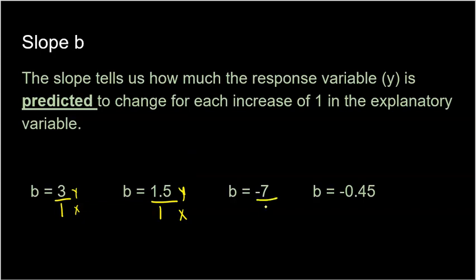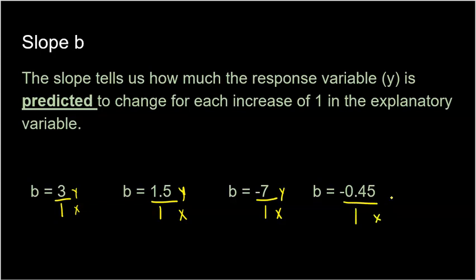All right, what if your slope is negative? Well, same thing. Put it over 1. The 1 is always the x. The number is always the y on top. And we would say, this time, I predict the y value to decrease by 7 units for each increase of 1 in the explanatory. Even if it's a negative decimal, still make it a fraction by putting it over 1.